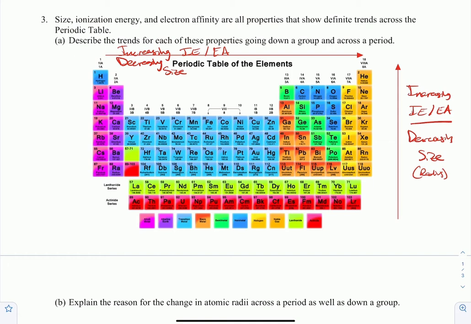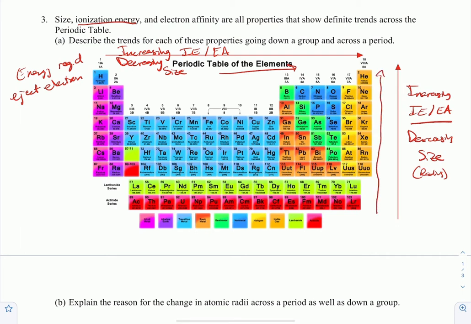Okay, so let's talk about what these are first, really quick. Ionization energy is the energy required to eject an electron from the atom. So taking off an electron. And so we're always going to need to be putting energy into it. What that means is, as we're going to the right on the periodic table this way, it's going to take more and more energy to take off an electron. Or as we go up, same idea. It's going to take more and more energy to take off an electron.